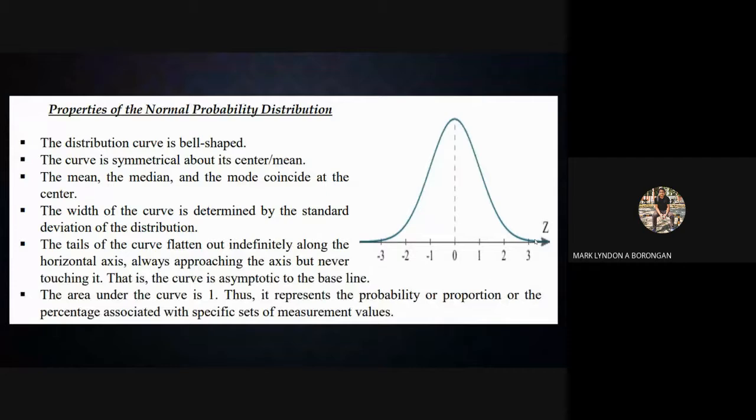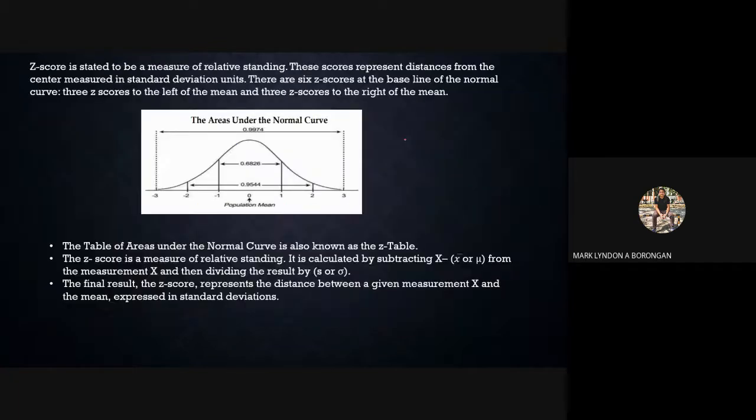And the area under the curve is 1. The area under the curve is 1. Thus, it represents the probability or proportion or the percentage associated with specific sets of measurement values. So, the total area under the curve is 1, because it represents the probability. Say for example, the probability of tossing a coin, di ba? The probability is 50-50. 50 for heads, 50 for tails. So, if you add them, it makes 100, di ba? Because that is the chance that can happen. Okay?